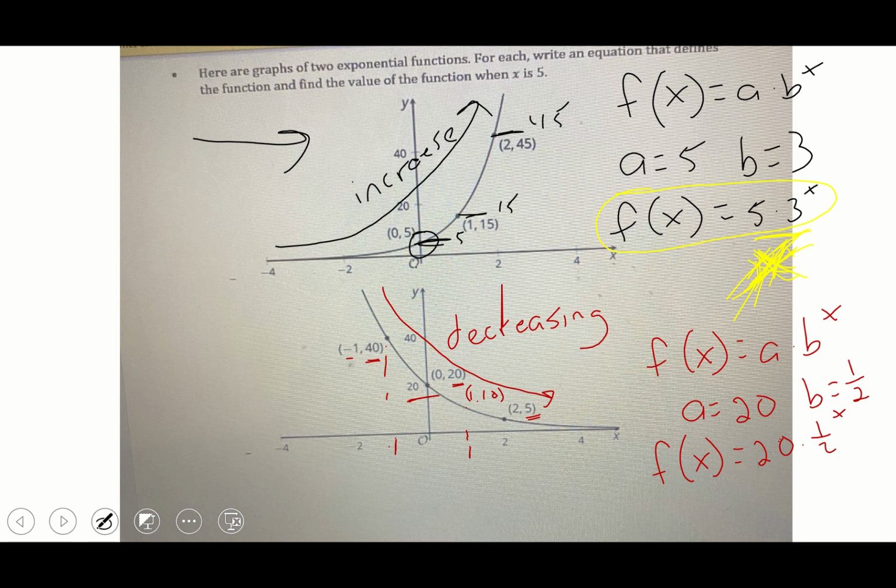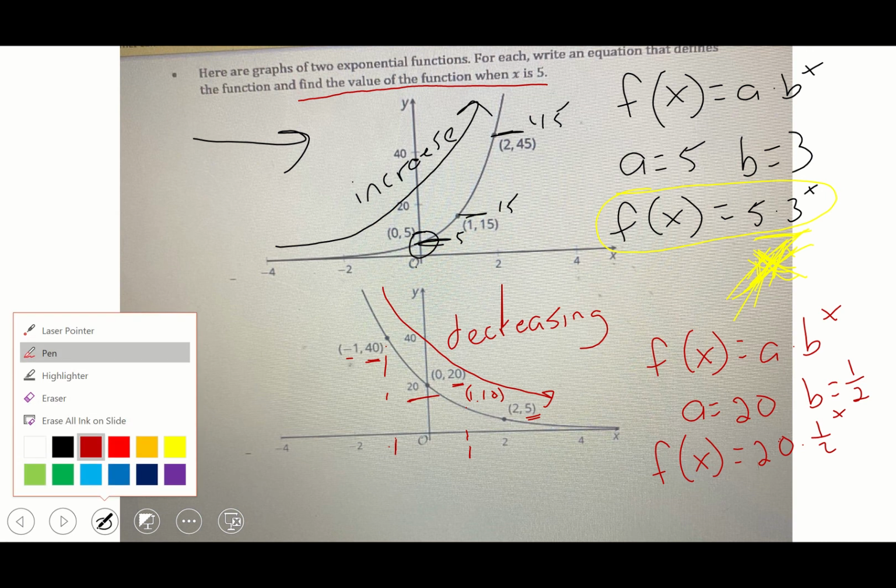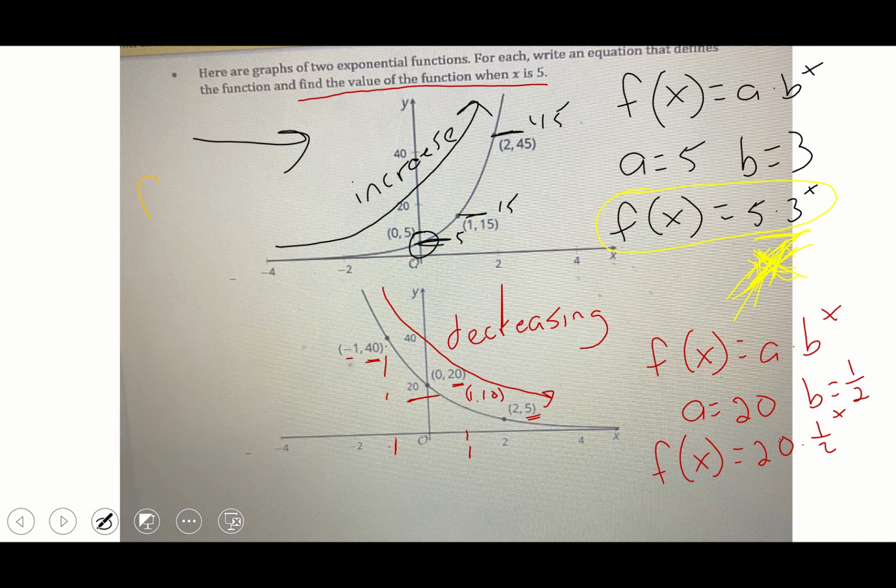Reading the question: here are two graphs of two exponential functions. For each, write an equation that defines the function. Well, I've written the equation. Find the value of the function when x is 5. Well, the way I would write this is f of 5. Here's 0, 1, 2, 3, 4, 5. As I can see in this one, it's not in the graph. However, I have the equation.